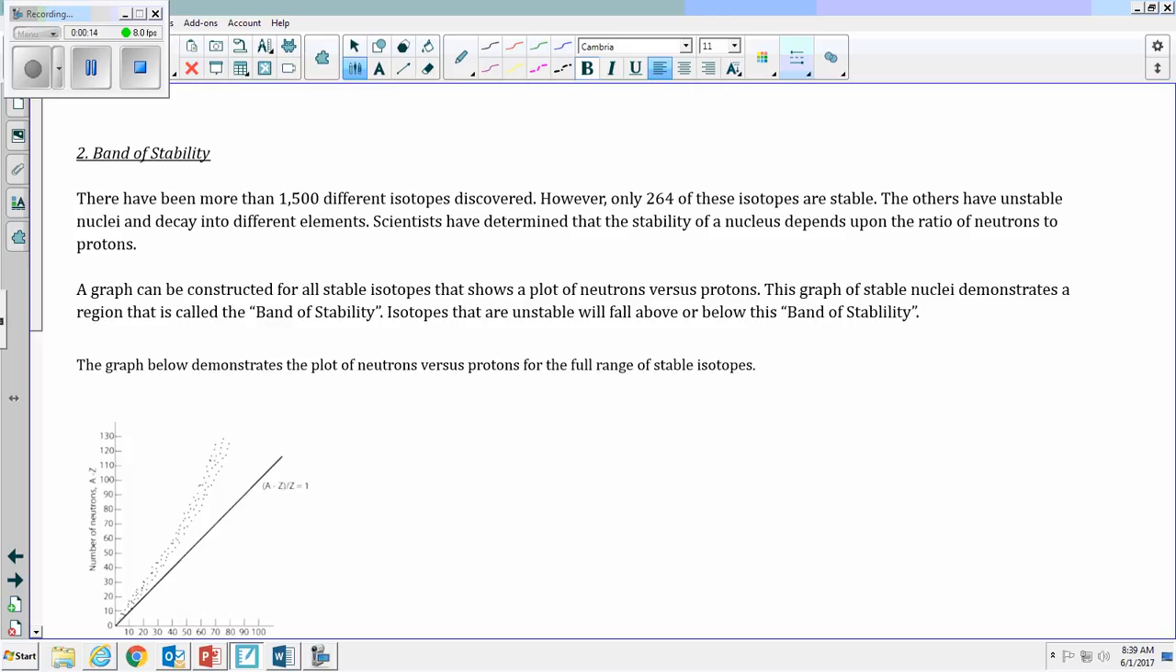This really just talked about how some unstable isotopes have too many neutrons or not enough neutrons, or are too big. So how can you get a feeling for what ratio between neutrons and protons makes them stable? That's what this band of stability is showing you.